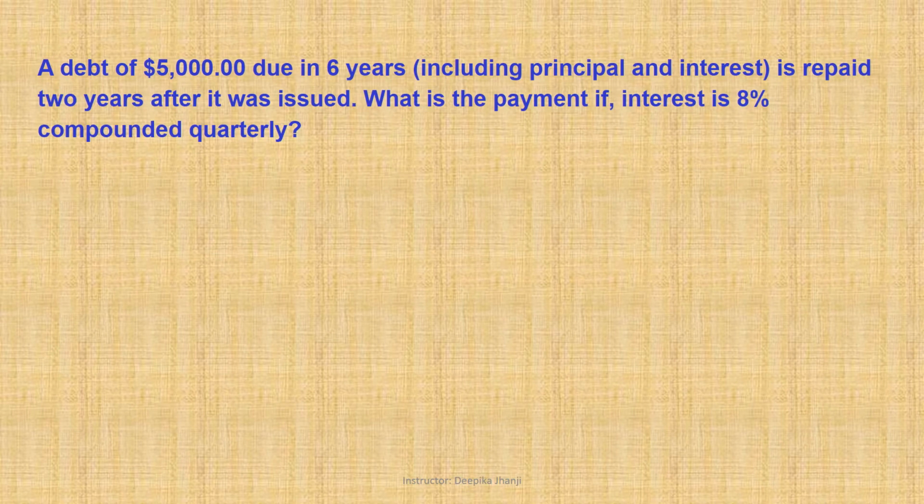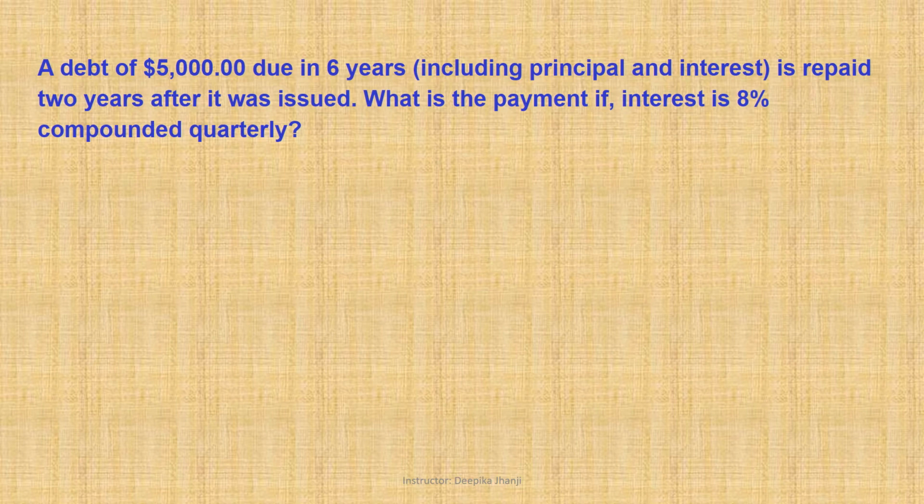In this lesson, our focus will be to calculate equivalent value using compound interest. There is a separate video for calculating equivalent values using simple interest. Now, the question in hand is: a debt of 5,000 due in 6 years is repaid 2 years after it was issued. What is the payment if interest is 8% compounded quarterly?